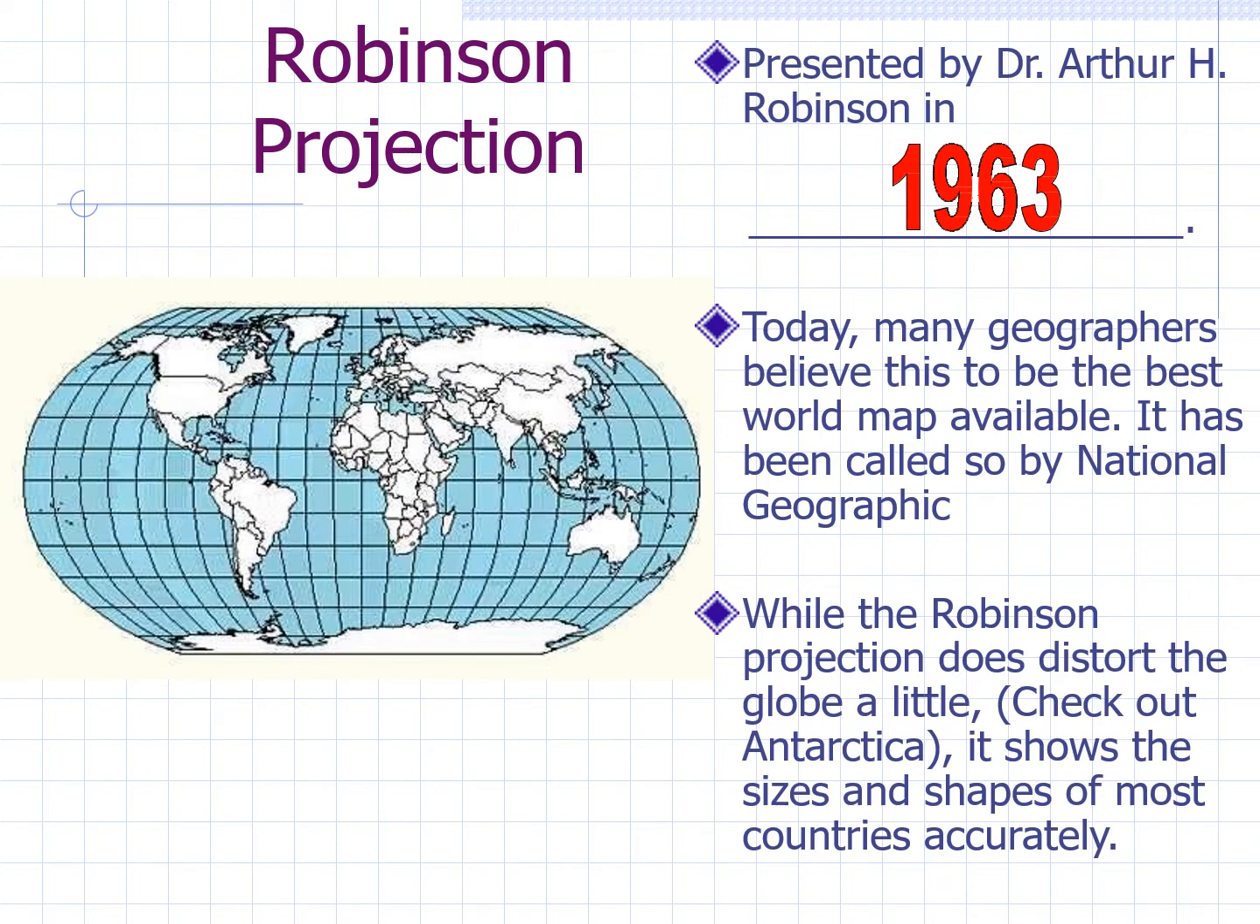The Robinson projection. Presented by Dr. Arthur H. Robinson in 1963. Today, many geographers believe this to be the best world map available. It has been called so by National Geographic. While the Robinson projection does distort the globe a little, for example, Antarctica, it shows most sizes and shapes of the countries accurately.